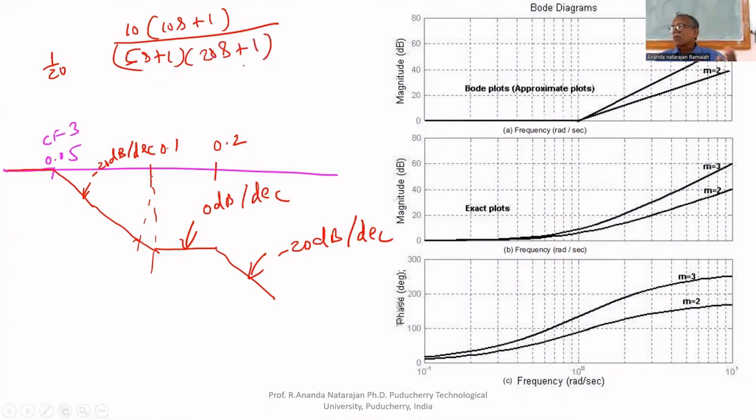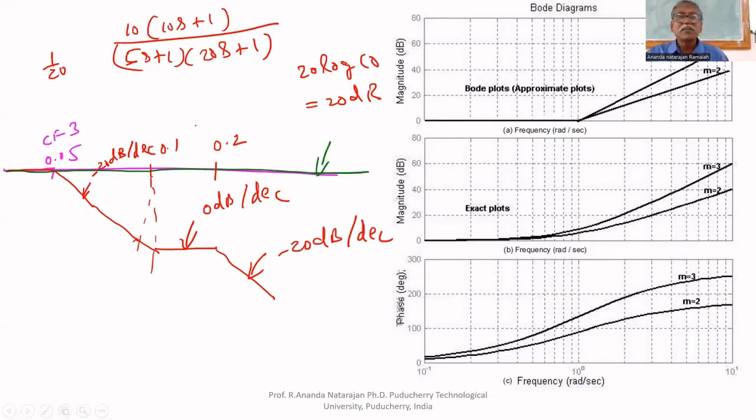Now, earlier K equal to 1. That's why you got a horizontal line at 0 dB. Now, K equal to 10. What is the K plot? 20 log 10, that is equal to 20 dB. Am I correct or not? For the K plot, it is 20 dB, a horizontal line. This is the plot for K.